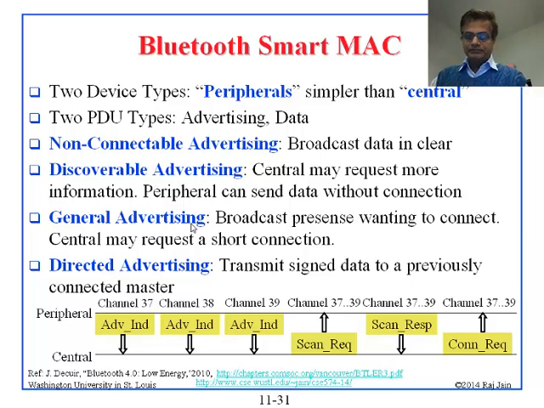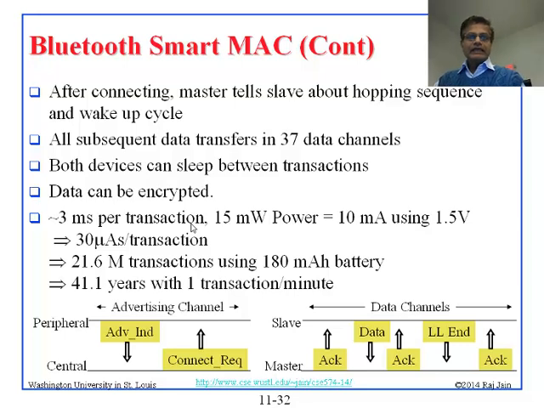So after, if you do need to do more than one message, then in that case the master will tell the slave. Actually, I should change this word here. The central, the peripheral. Well, actually, here is what happens. I mean, they probably use mixed up language themselves. That's why I put the mixed up language here. Central becomes the master and the peripheral becomes the slave anyway. So anyway, the master tells the slave about the hopping sequence and the wake up cycle, and all the subsequent data is done in 37 data channels.